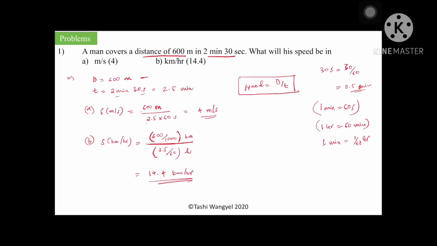Speed in meter per second and speed in kilometer per hour can be found using unit conversion, or directly with the formula speed is equal to distance by time. That is the first question.